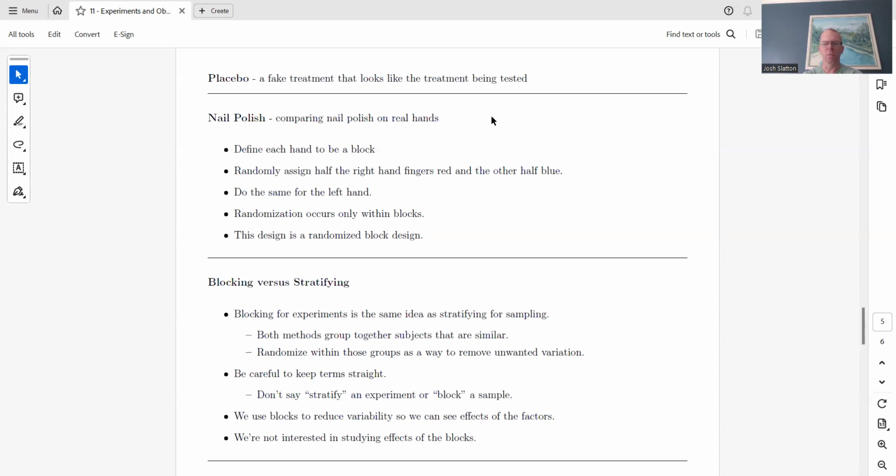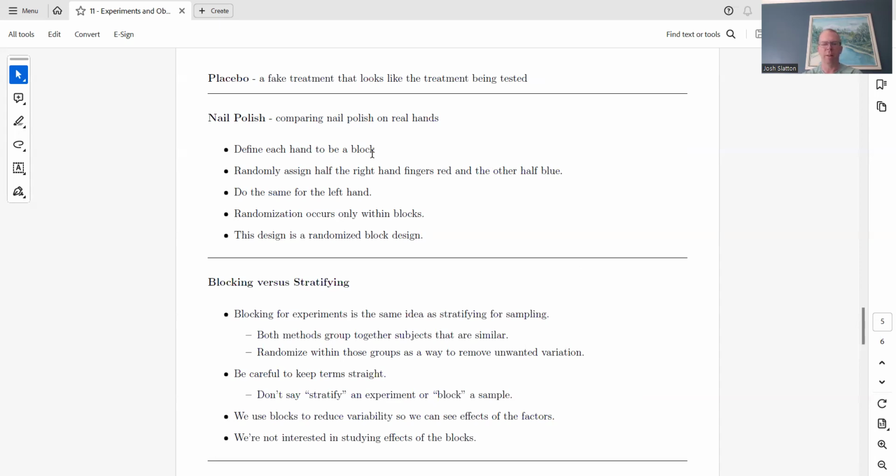All right, so another example here with nail polish. Comparing nail polish on real hands. So you could define each hand to be a block, randomly assign half the right hand fingers red and the other half blue.